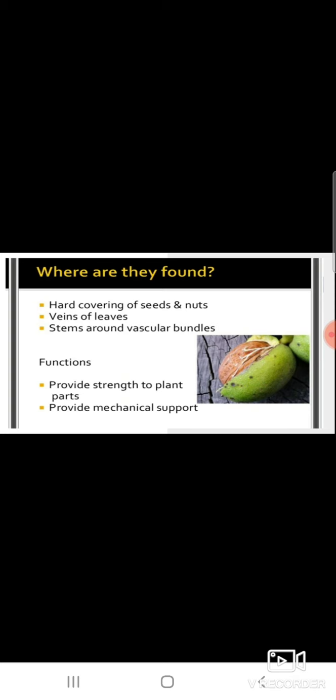Then fibers: elongated, needle shaped with pointed tips, thick walled cells with a narrow lumen. Where are they found? In the hard covering of seeds and nuts, veins of leaves, and stems around vascular bundles. Examples are seeds, inside and outside the fruits. Functions: providing strength to plant parts, providing mechanical support.